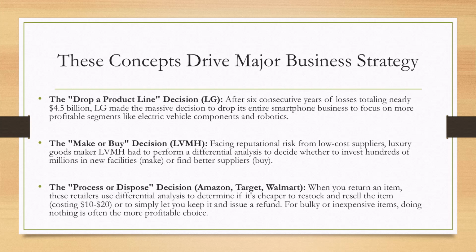And this happens at the micro level too. Think about the process or dispose decision. When you return an item to a retailer like Amazon or Walmart, they use a differential analysis to determine if it's cheaper to restock and resell that item, which can cost between $10 and $20, or if it's more profitable to simply let you keep it and issue a refund. For bulky or inexpensive items, doing nothing is often the better financial choice.